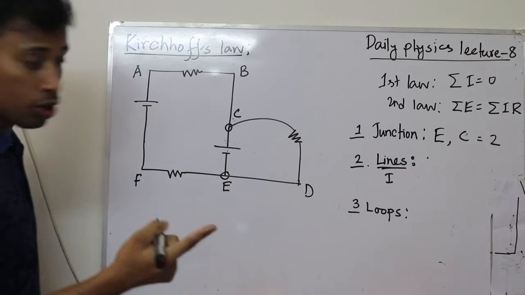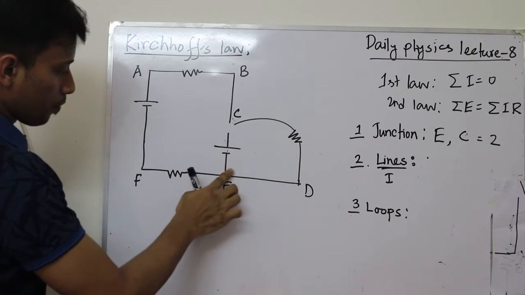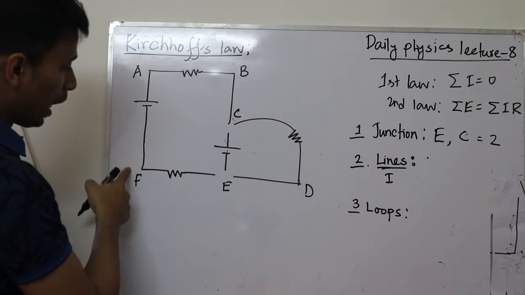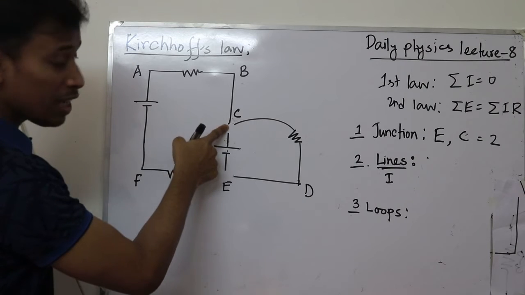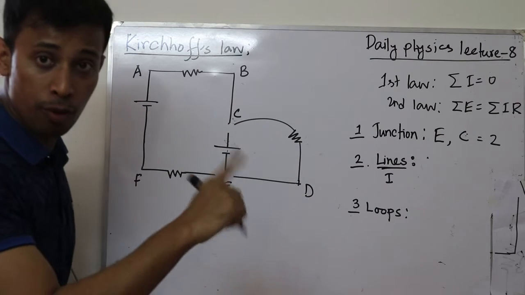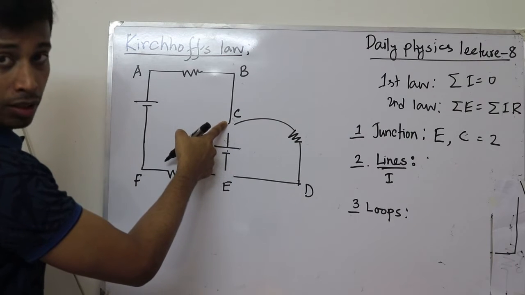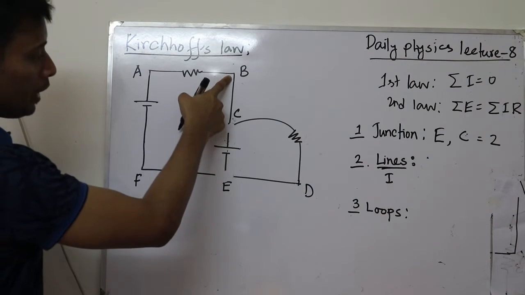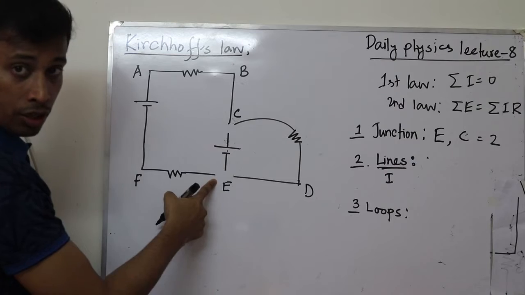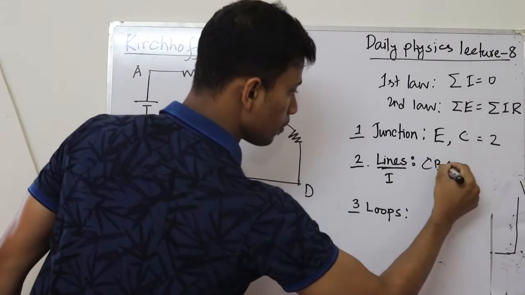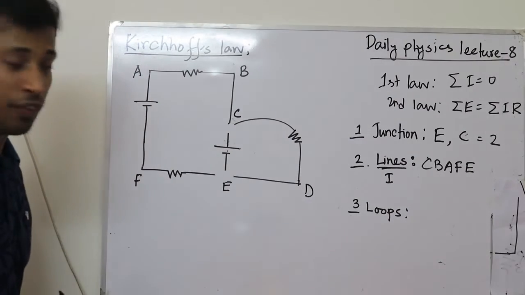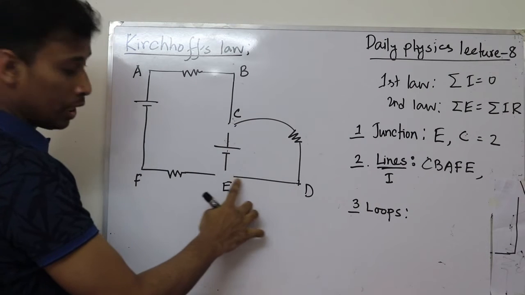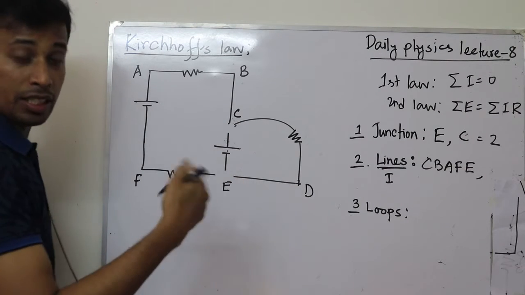Okay, so according to this, C is one junction, right? C, B, A, F, E. C is one junction, E is the other junction, right? And lines start from one junction to another junction. So C, one junction, then C, B, A, F, E. So this is one line. Now, what about the other line? C, D, E. This is the other line.